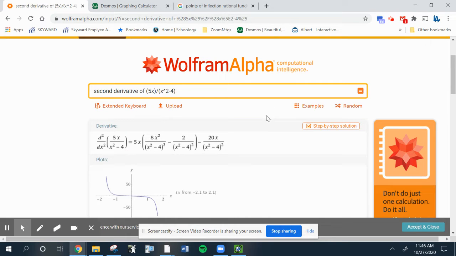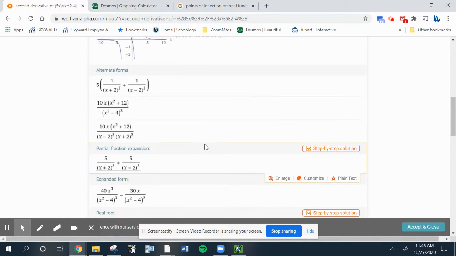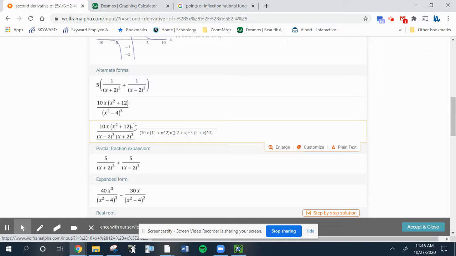Here's what Wolfram Alpha told me. I typed in "find the second derivative." Now, if you're going to use Wolfram Alpha on these, look what they give you. They give you this mess. That's not going to be very helpful. But if you scroll down and look for alternate forms, look for the best one. This looks like the best factored one. That's what I'm going to go with.